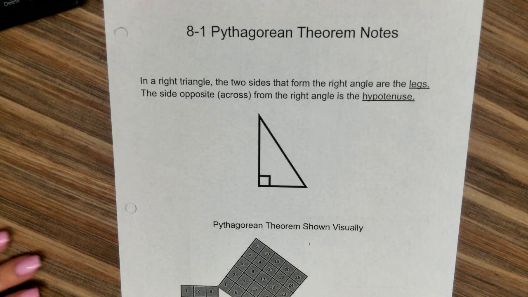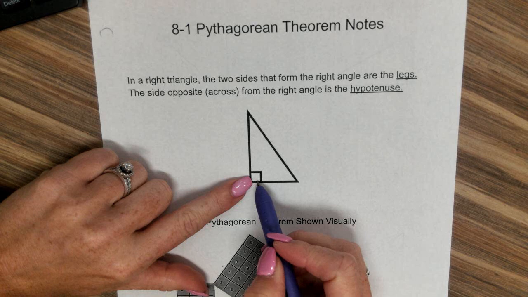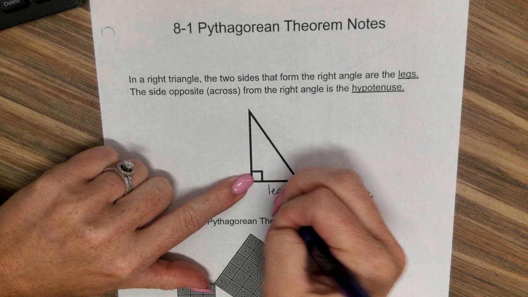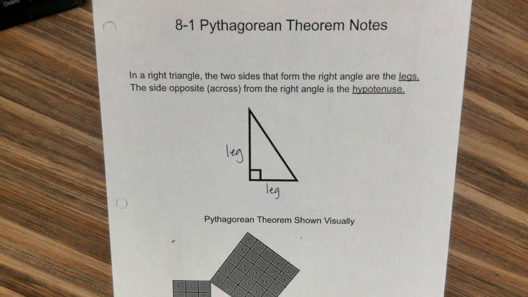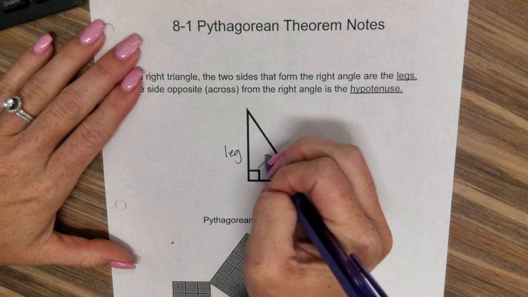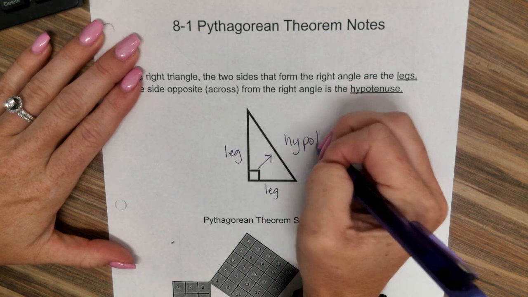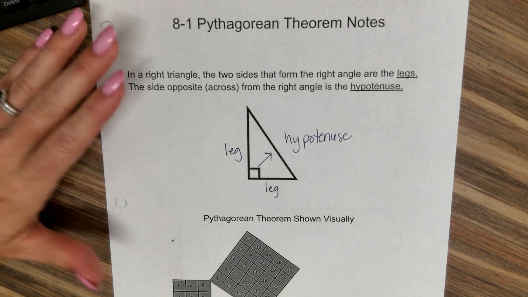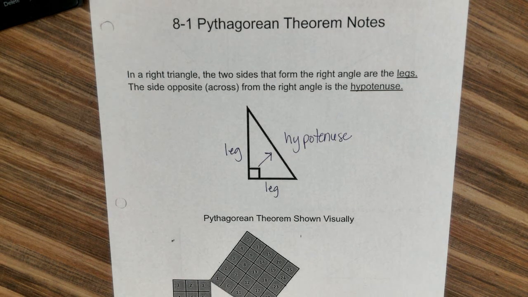It says in a right triangle, the two sides that form the right angle are called the legs. So if it's touching the right angle, it is a leg. The side across from the right angle is called the hypotenuse. I have no idea why he named it that. I'm sure it was a normal word back then.